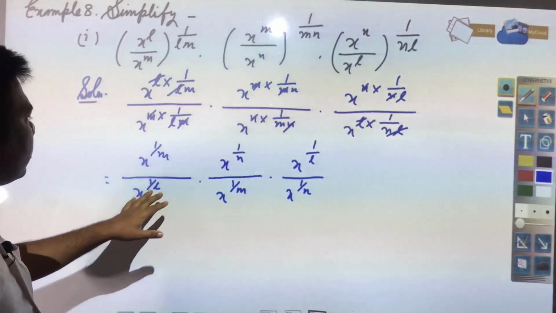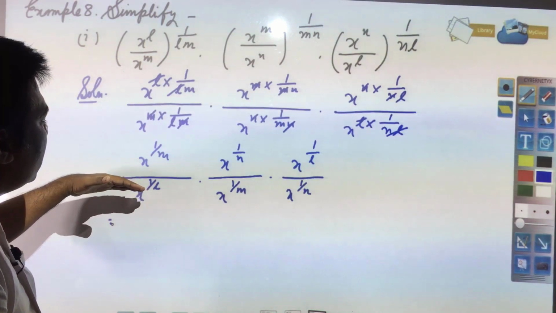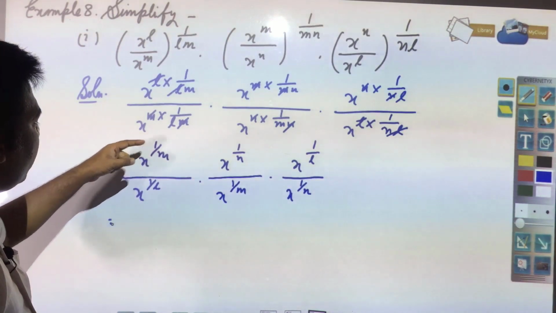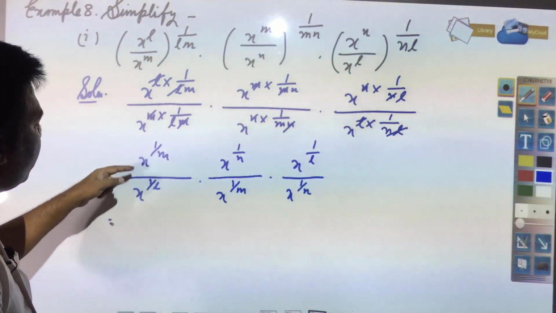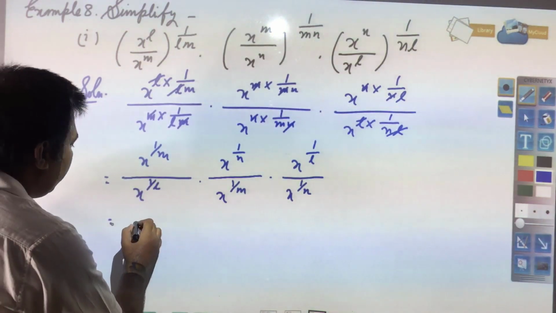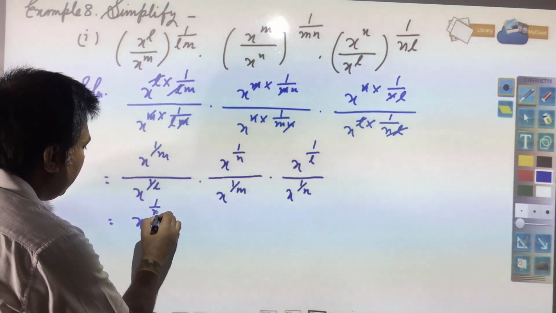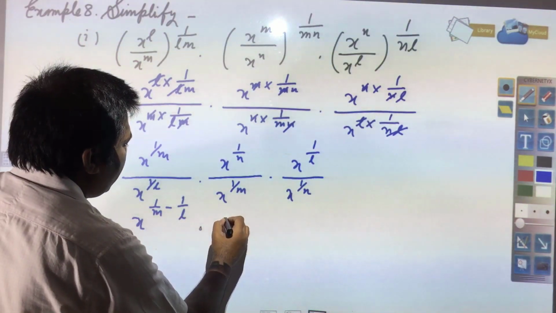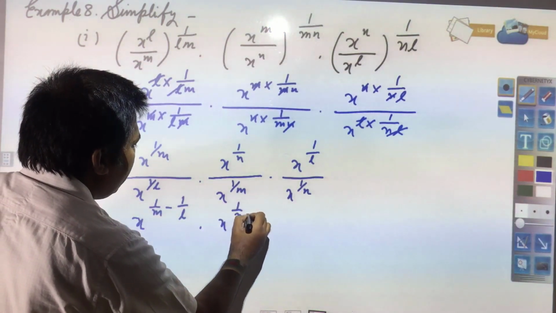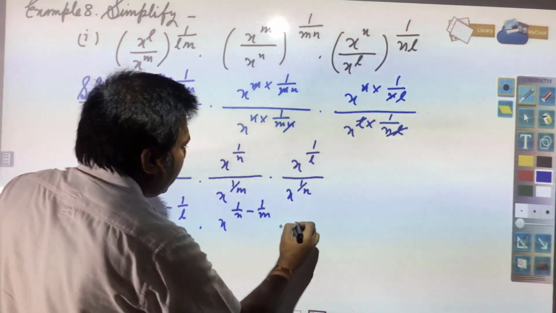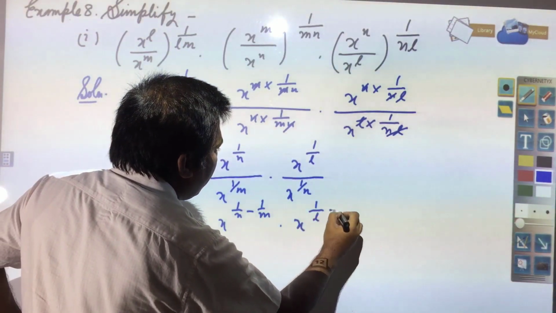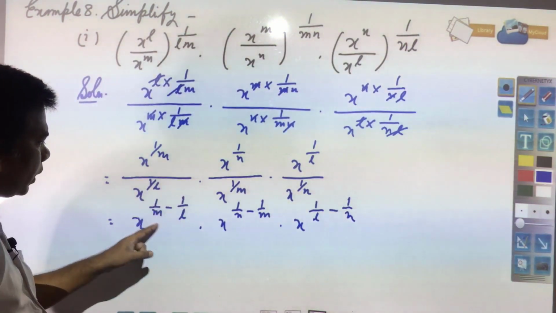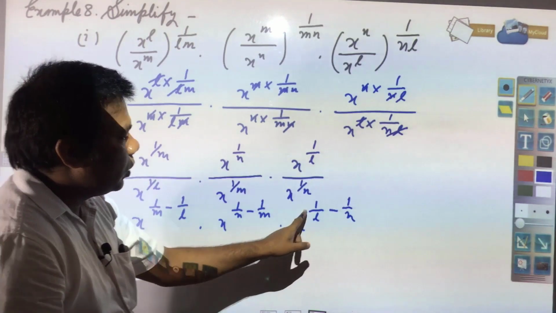Now, you see this can be written in laws of exponents. Already you have learned the formula: a to the power m divided by a to the power n is equal to a to the power m minus n. So, this will be x to the power 1 by m minus 1 by L into x to the power 1 by n minus 1 by m and x to the power 1 by L minus 1 by n. Now, again the same formula will be applied. X to the power this, x to the power this and x to the power this.